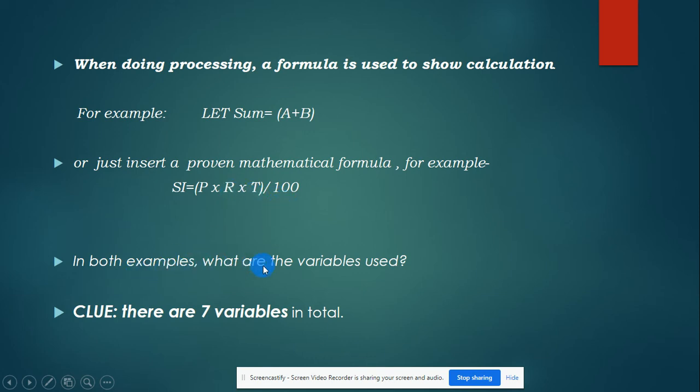In both examples, what are the variables used? We have sum, and A and B are also variables. We have SI for simple interest, and P, R, and T are all variables.